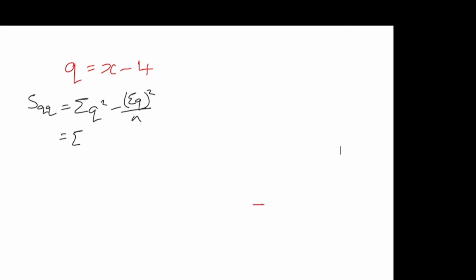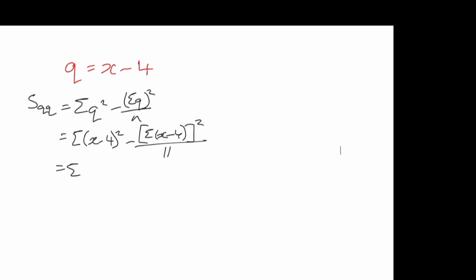Okay, so let's check what would happen if the coding was slightly different. What if we were subtracting 4 instead of multiplying by 4? Well, S of QQ will start with its expression, and we'll substitute the coded expression in. So Q is being substituted for x minus 4. Okay, if we are to expand these brackets, let's start on the left hand side. I'd have x squared minus 8x plus 16.